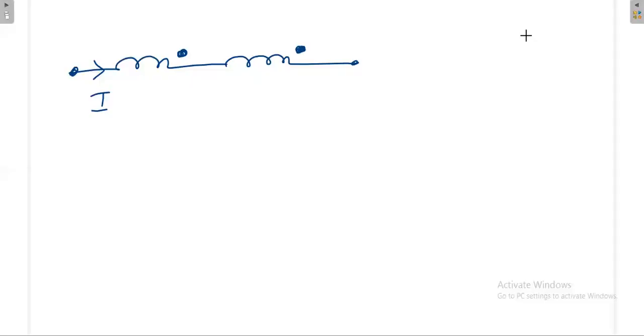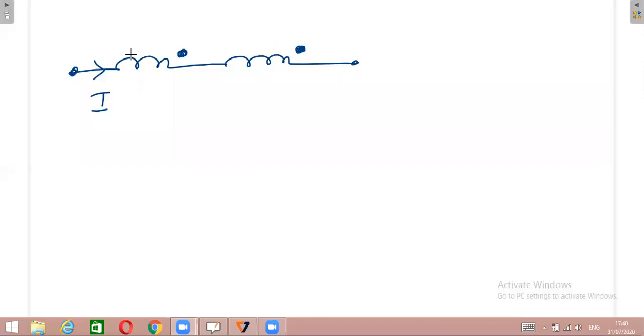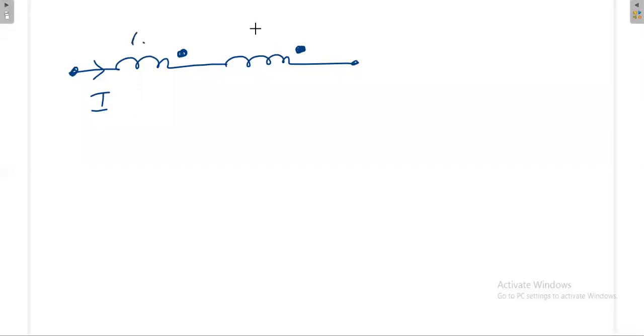Okay, so if it is like this, then also you'll get series aiding. That means either it should be at the entering terminal or it should be at the leaving terminal. Again, if it is a mixed case, then you'll get minus. Now here also you will get L equivalent as L1 plus L2 plus 2M only.